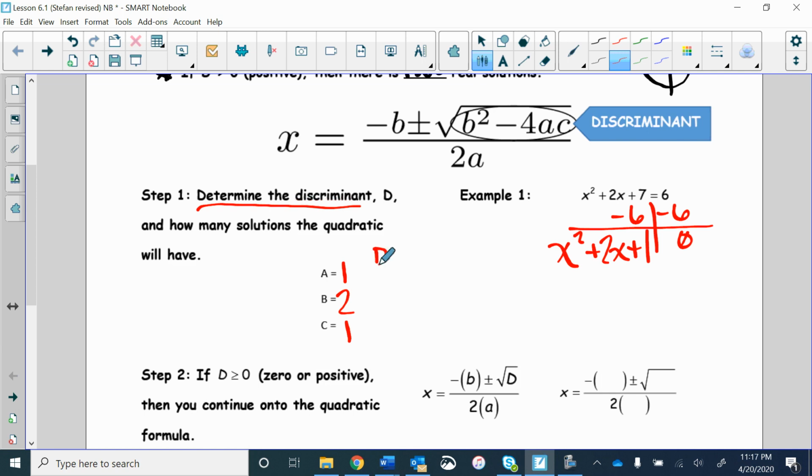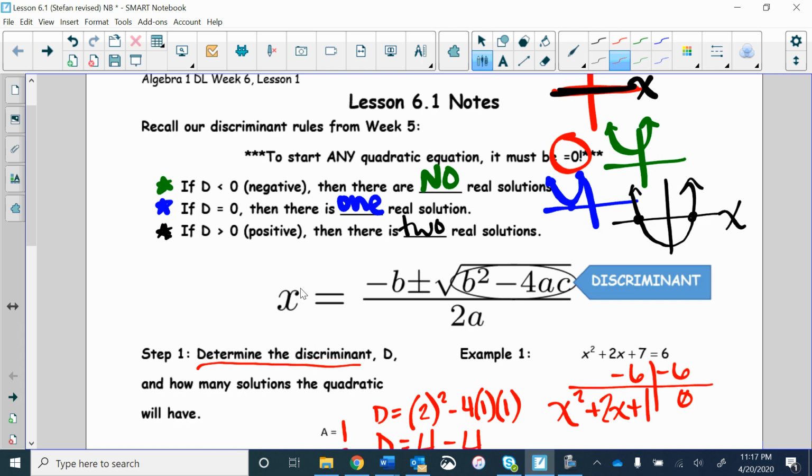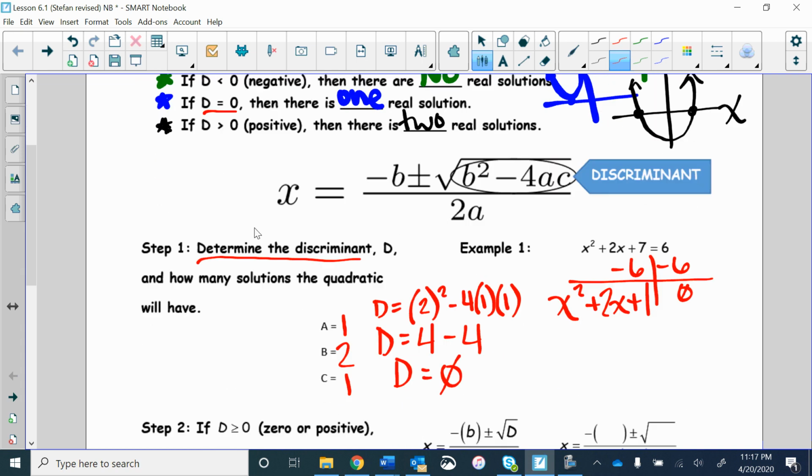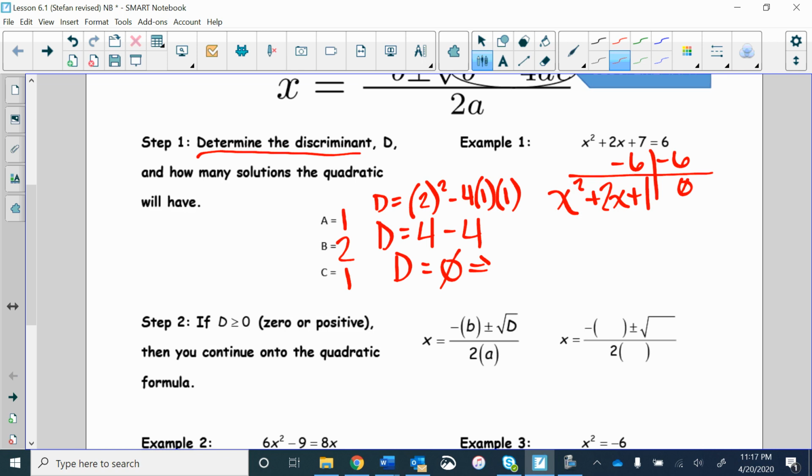Now when I go to find the discriminant, I'm going to do B squared minus 4 times A times C. I put everything in parentheses to help me with my signs. So 2 squared comes out to 4. Negative 4 times 1 is negative 4. And then 4 minus 4 is 0. I'm going to look back up at my notes real quick. If D equals 0, then there's one real solution. So I'll make myself a note. This is important because it tells me I have to continue on to the quadratic formula.